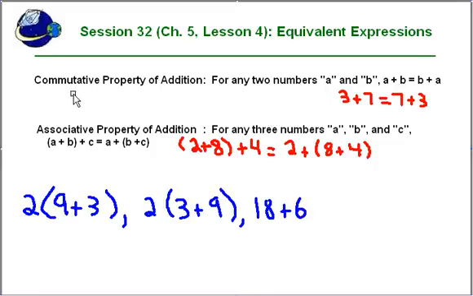Okay, this is going to be a little bit lengthy. We have several different properties here that we're going to address in this particular session and lesson. The first one is the commutative property of addition. What the commutative property says is that for any two numbers that you choose, a and b, a plus b will equal the same thing as b plus a.